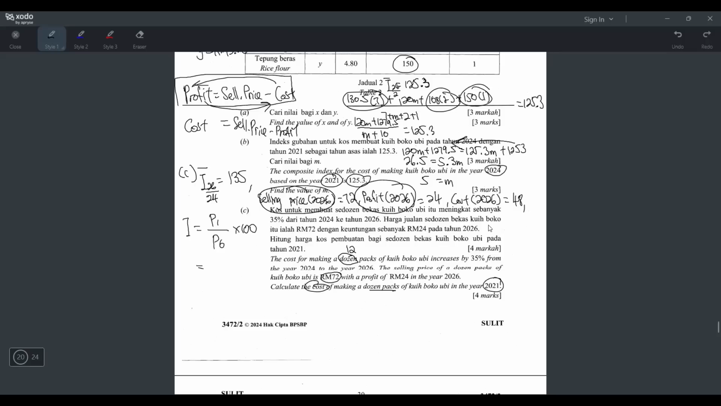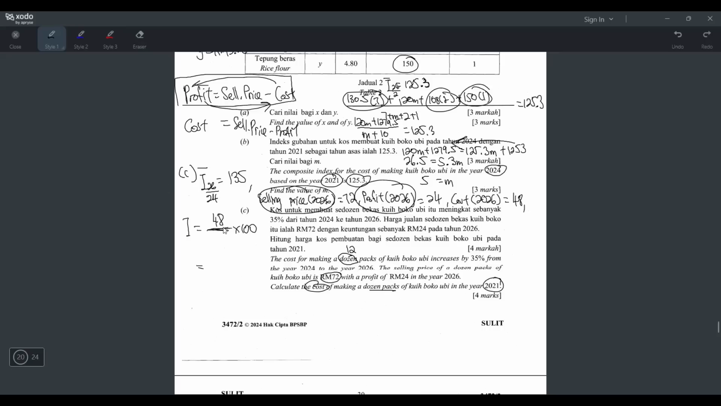So one is in 2026, one is in 2021. So obviously the 2026 has to be written on top. Yeah, 2026, 48 has to be written on top. And then the base year will be 2021. Always the newer year sits on top, the older year sits at the bottom. So the 2021 cost, which sits at the bottom, is what they ask us to find.